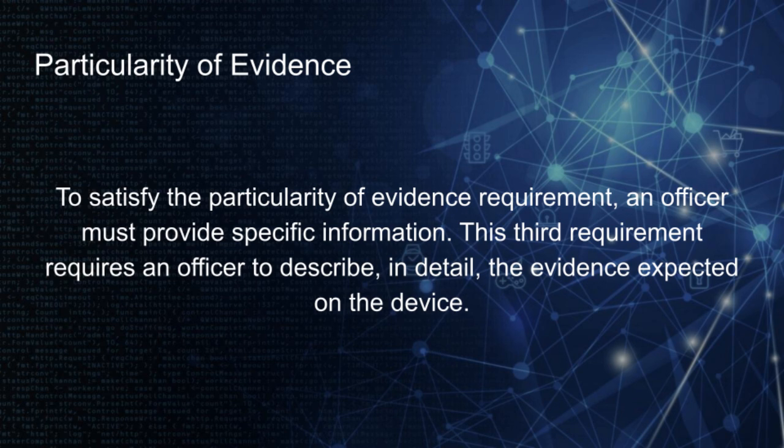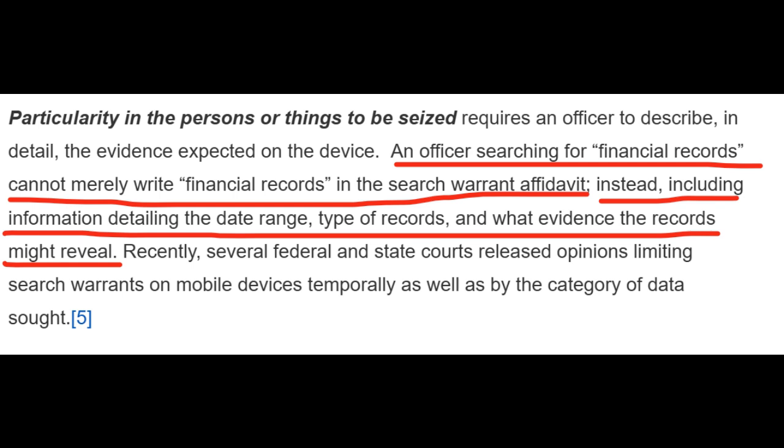Third, an affidavit must show particularity in the persons or things to be seized. Like the second requirement, establishing probable cause is a step in the direction of satisfying the third requirement. This third requirement requires an officer to describe, in detail, the evidence expected on the device. Here is an example of particularity in persons or things to be seized from the article by Loy and Fitzsimmons. They write, quote, "An officer searching for financial records cannot merely write financial records in the search warrant affidavit. They need to be as specific as possible to include information detailing the date range, type of records, and what evidence the records might reveal," end quote.